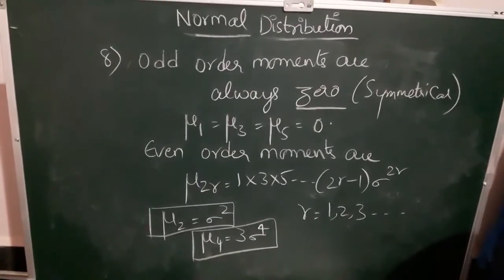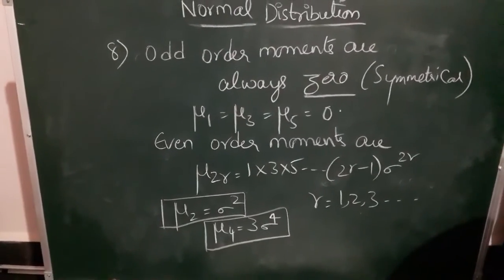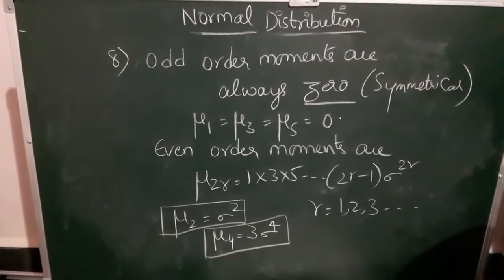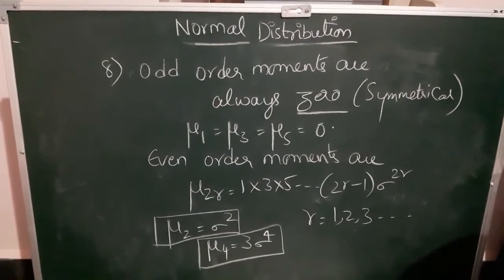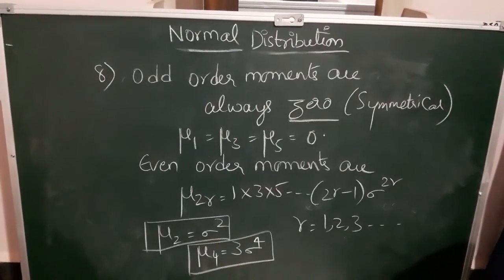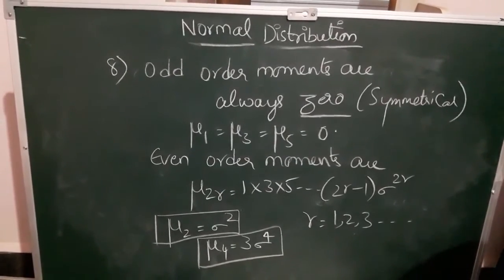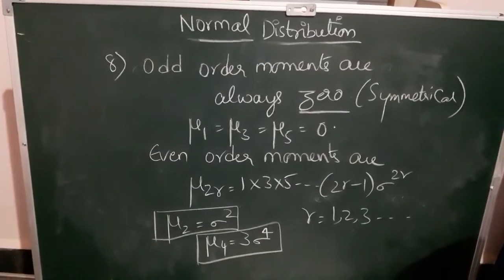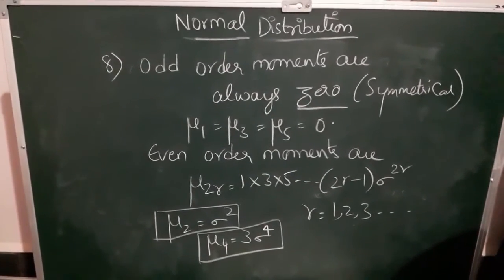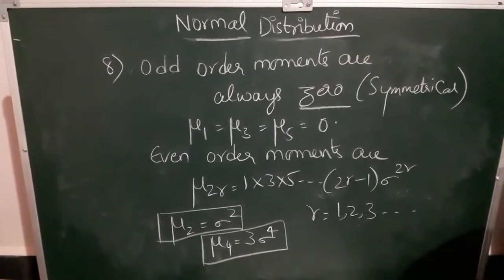Odd order moments are always 0. Since the normal curve is symmetrical, and in a symmetrical distribution the odd order moments are always 0, that is mu 1, mu 3, mu 5 and so on are always equal to 0. The even order moments are mu 2r equals 1 into 3 into 5 and so on up to 2r minus 1, into sigma power 2r, where r equals 1, 2, 3. You keep on substituting values in place of r.